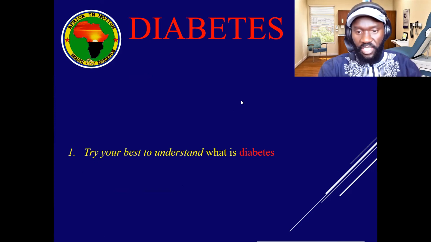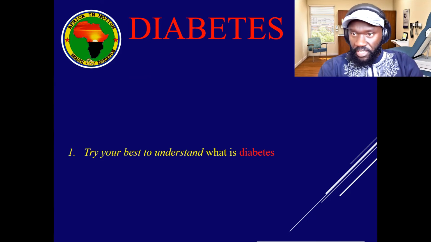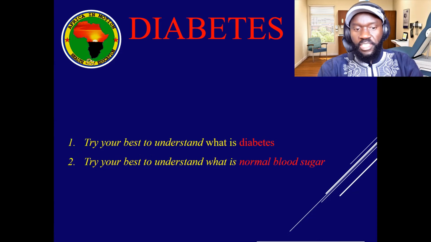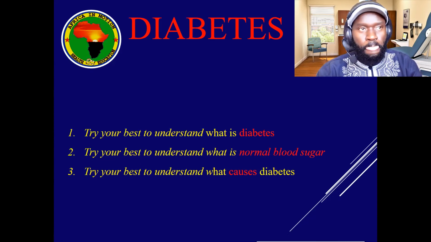One, try to understand diabetes. If your mother, your father, your child, your neighbor, your friend has diabetes, try to understand diabetes. Please share the message. Then try your best to understand what is the normal blood sugar. When do we say the blood sugar is high? Do you know the normal value? Two, try to understand the causes of diabetes. Three, what are the risk factors? Try to know them.